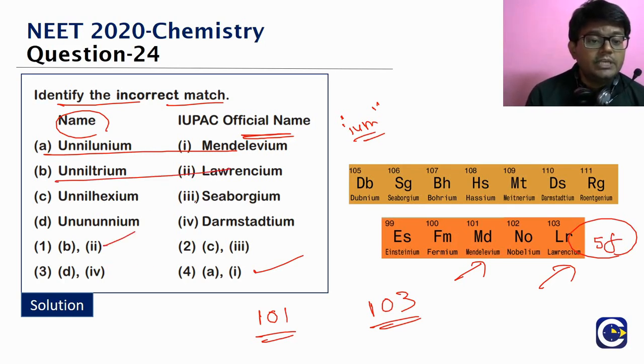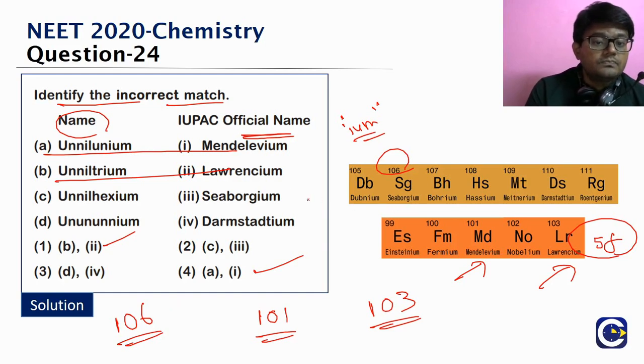C is matched to 3. Okay, what is it? Un, nil, hexium. So un means 1, nil means 0, hex means what? 6. 106. What is the element with atomic number 106? Seaborgium. So this is also correct. By now itself we will get our answer. So what will be the incorrect match? It is going to be option 3.